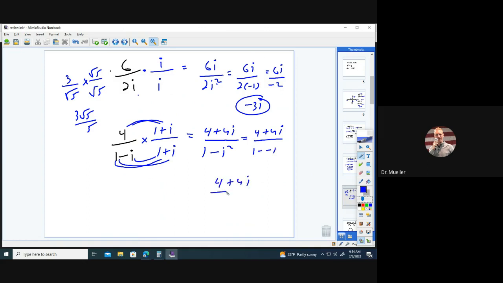4 plus 4i over 2. And then 2 goes into 4 twice, 2 goes into 4 twice, 2 goes into 2 once. So we end up with 2 plus 2i over 1, which is just 2 plus 2i.